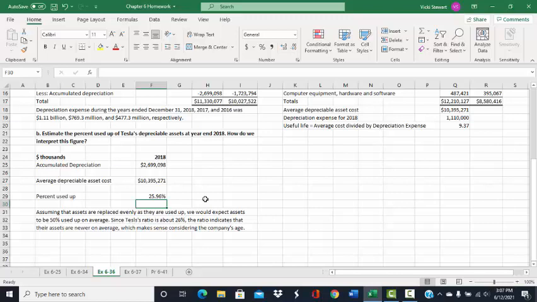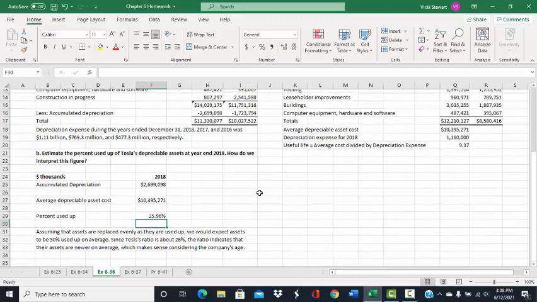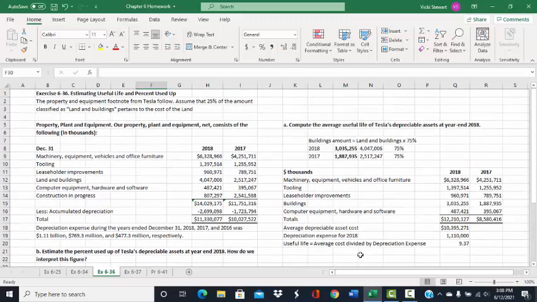Now, if we assume that assets are replaced evenly as they are used up, we would expect assets to be about 50% used up. Since Tesla's ratio is about 26%, this ratio indicates that their assets are newer on average. And that would make sense because Tesla is a fairly young company. And that is the conclusion of the demonstration for exercise 636.